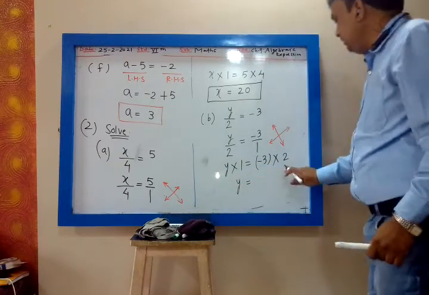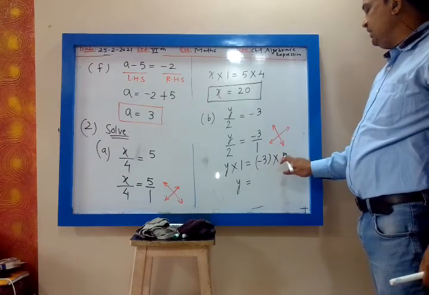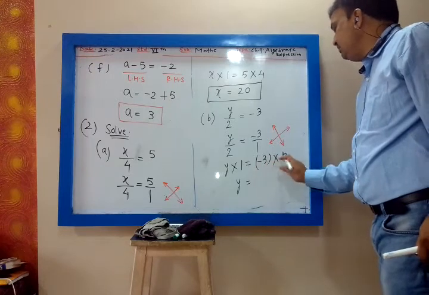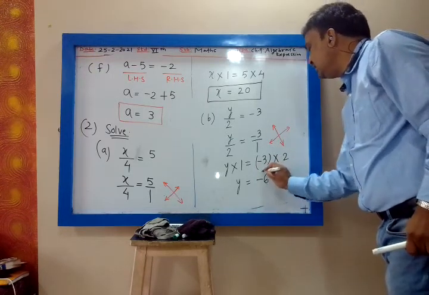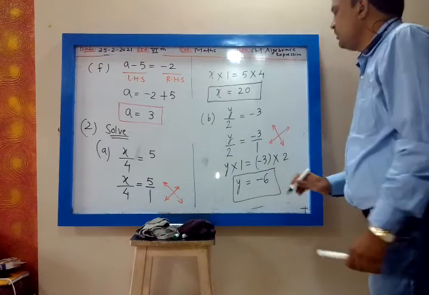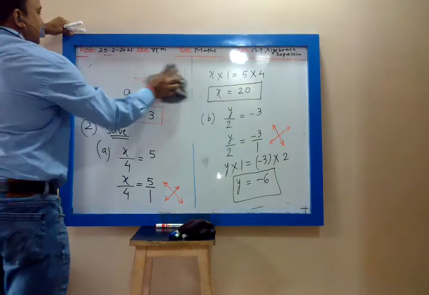Now it is multiplication, minus sign and plus sign. The multiplication of minus and plus is minus. 3 into 2 is 6. So y is equal to minus 6. This is the answer.